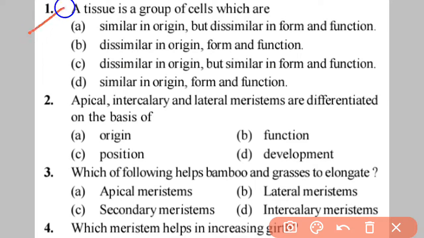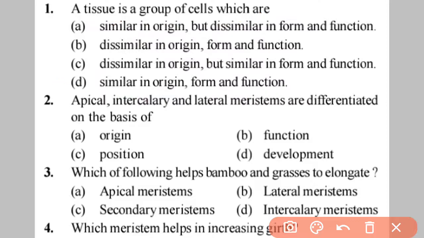Question number 1 is, a tissue is a group of cells which are, you can see 4 options are given. First is similar in origin but dissimilar in form and function. Second is dissimilar in origin, form and function. Third is dissimilar in origin but similar in form and function, and the last one is similar in origin, form and function. So here the correct option is option D. A tissue is a group of cells which are similar in origin, form and function. Okay, so option D is correct.